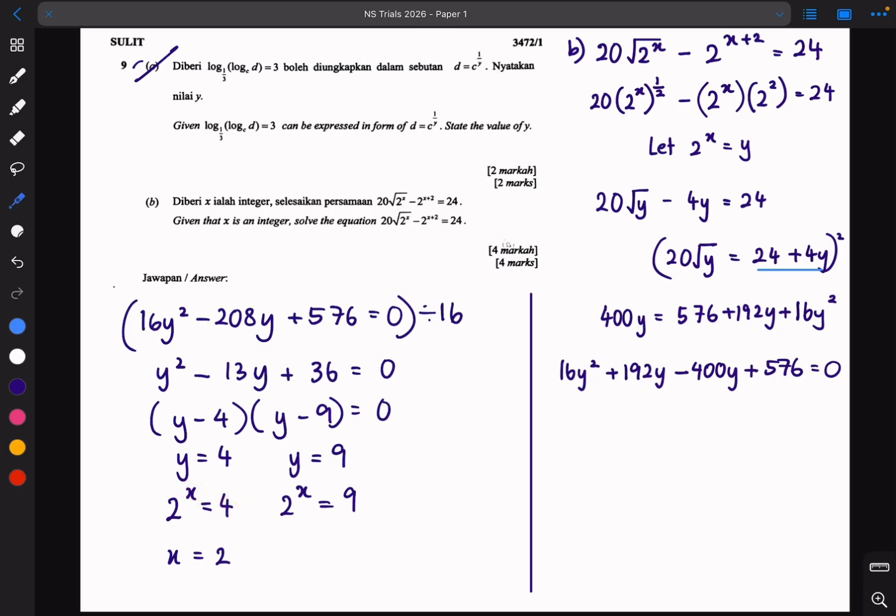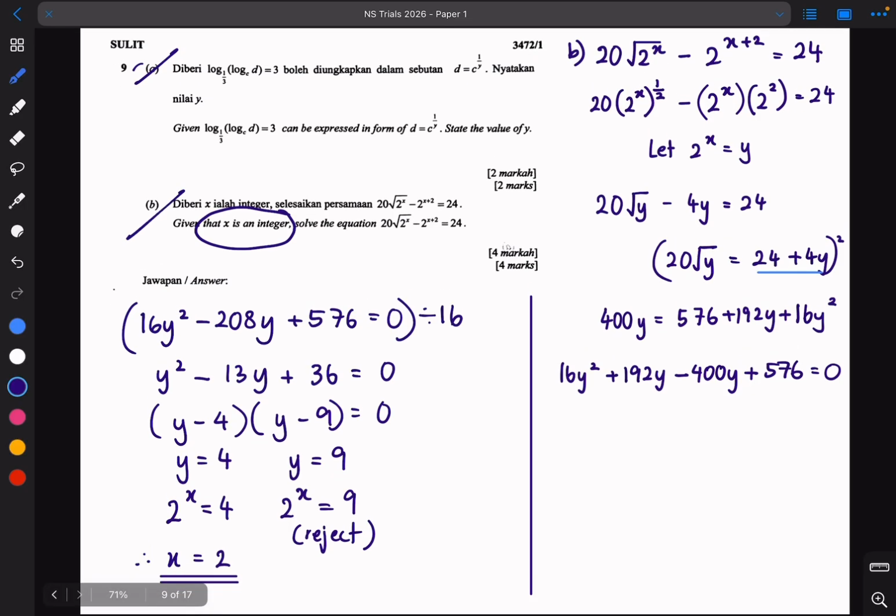Here we cannot make it into an integer because 2 to the power of nothing can give us 9. So you can reject this, because they already say x has to be an integer. So the value of x would be 2. This will be the final answer. Done.